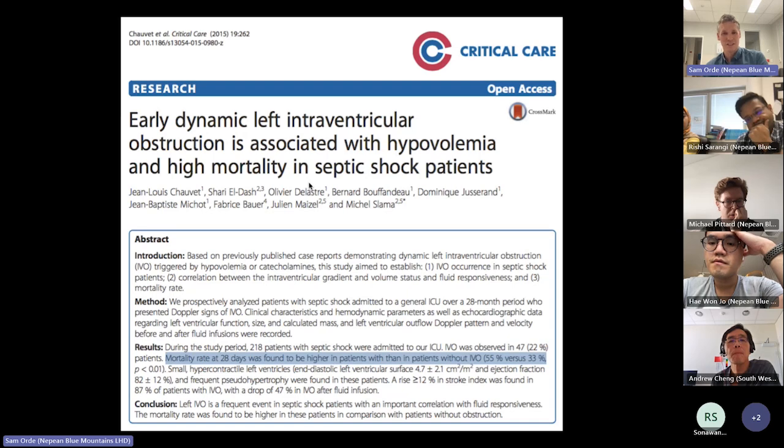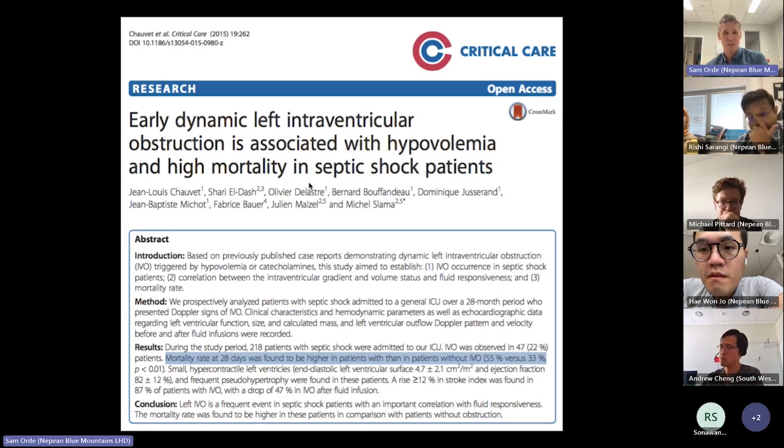So I think it's really interesting, again, suggesting that if you've got significant hypovolemia and you're not monitoring it and you're not going to treat it properly, that is going to be associated with worse outcomes. Okay, so their conclusion was left interventricular obstruction is a frequent event in septic shock patients with an important correlation with fluid responsiveness. Mortality rate was found to be higher in these patients in comparison with those without obstruction.